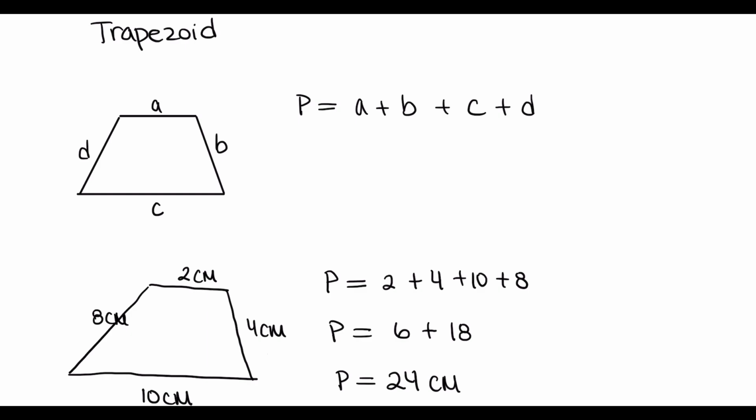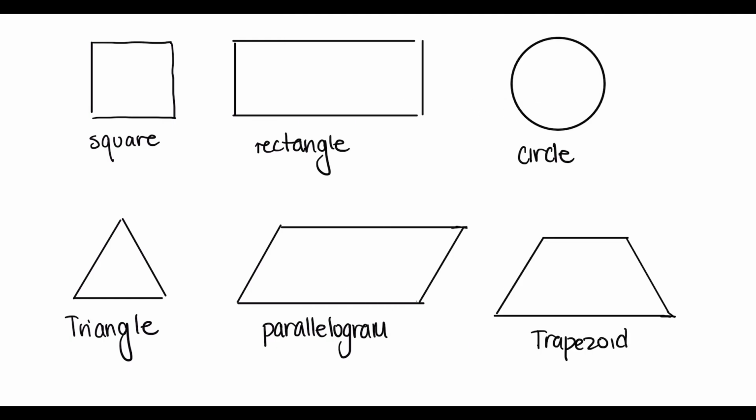And just like that, we have looked at all the different types of perimeters. Today we looked at square, rectangle, circle, triangle, parallelogram, and trapezoid. And we understood how to calculate their perimeters.